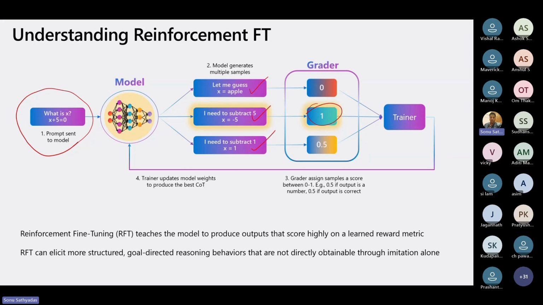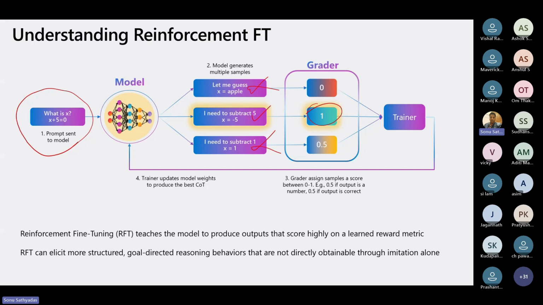Here the x value can be minus 5, right? How do you do that? x is equal to minus 5. So minus 5 plus 5 equals 0, right? So minus 5 is the correct answer. So this one is not at all a correct answer. This one is maybe half correct, since it is at least a numeric value.